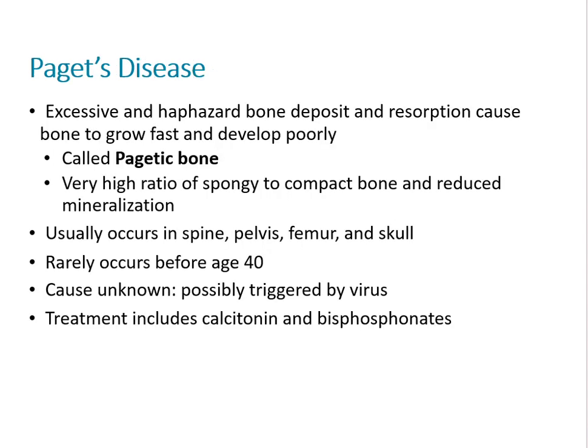And then last but not least, we're going to look at Paget's disease. This is a condition that is characterized by excessive and haphazard bone deposit and resorption. So we have both bone growth and bone breakdown that is abnormal. When the bone growth occurs, the bone grows really fast and develops poorly. This bone is called Pagetic bone and tends to be really high in ratio of spongy bone to compact bone and has reduced mineralization. And it can create heavy deposits that cause pain in the spine, the pelvis, the femur, the skull. But it rarely occurs before the age of 40, and we're not quite sure about the cause. It's possibly triggered by a virus. But treatments do include drugs like calcitonin and bisphosphonates.